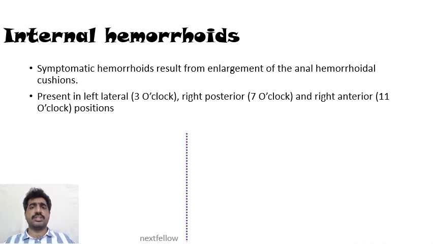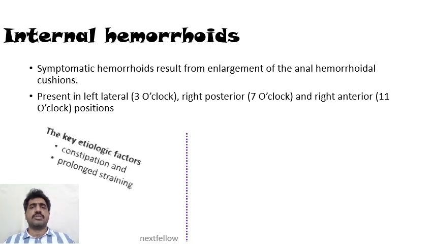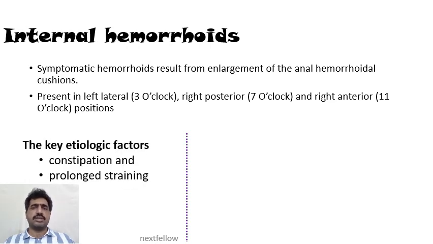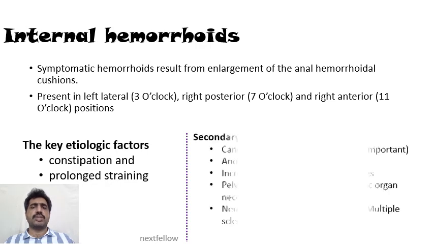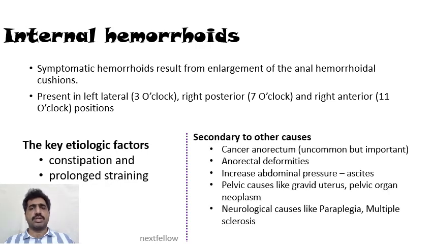Internal hemorrhoids result from enlargement and protrusion of anal cushions. These are true hemorrhoids. These are present at the 3 o'clock, 7 o'clock and 11 o'clock positions. The key etiological factors include constipation and prolonged straining. Or it can be secondary to other causes like carcinoma of the anorectum. This is not common, but it's very important. You should not miss them.